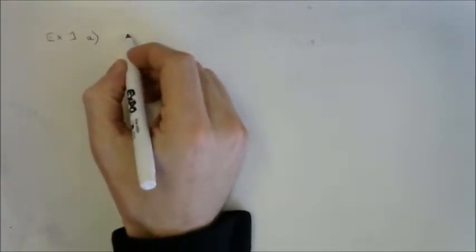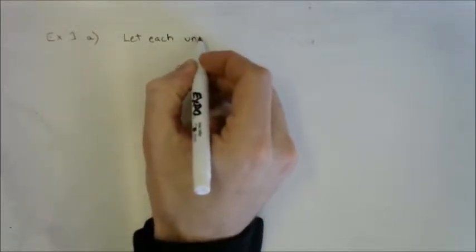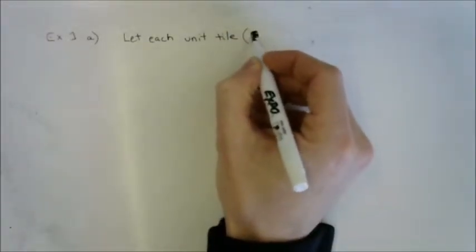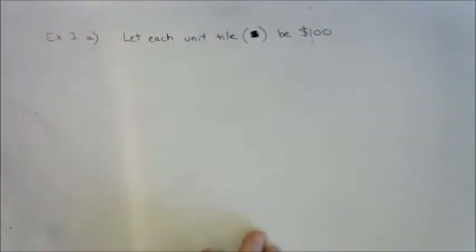So since that's a known value, why don't we let each unit tile, these little guys, be $100. So if we have $100, it's 1 unit tile, $200 is 2 unit tiles, $300 is 3 unit tiles. And then there's this labor cost. Up to this point, we don't know how much labor is going to cost. We know how many hours of labor it will be, 4 for the alternator and 3 hours of work for the fuel pump. But we don't know how much labor costs.